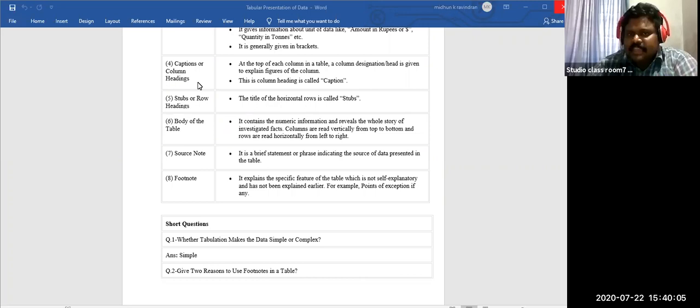Next is called the source note. What is a source note? Source: where did you get this data from? Who gave you this data? That is what the question asks. What is the source of the data or the table?